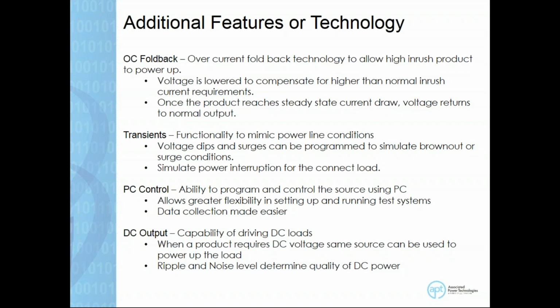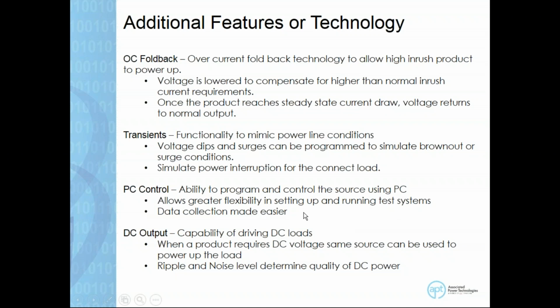We do have a demo of OC fallback after this slide, so this is where I'll demo how the OC fallback feature works. Another demo we have is for the transient functionality. Again, you want to mimic power line conditions. What are power line conditions? In the US we may get stable power, but there are locations around the world where the power is not stable. Do you want your product to be out there and not work properly? If you don't, you need to run some tests on it. So you want to be able to run some surge testing, some dropout testing, and some brownout condition testing. These are some of the technologies that newer power sources allow you to do.